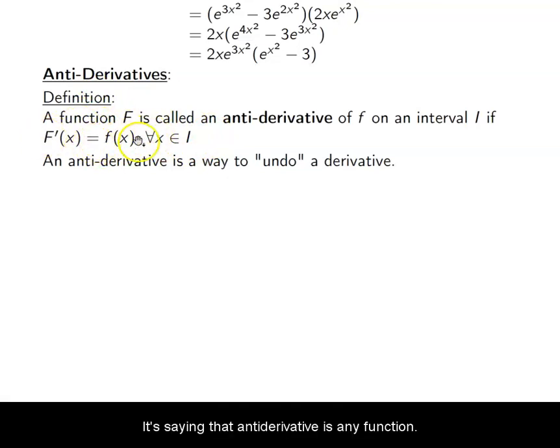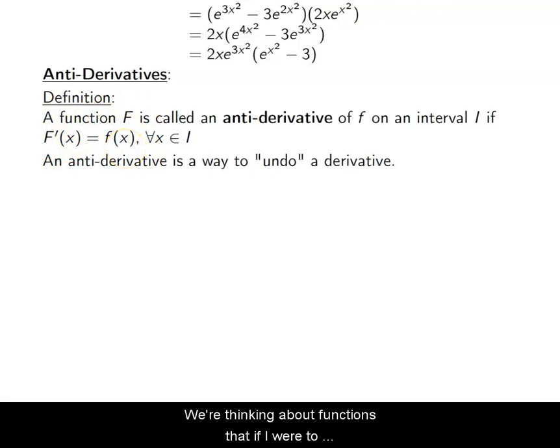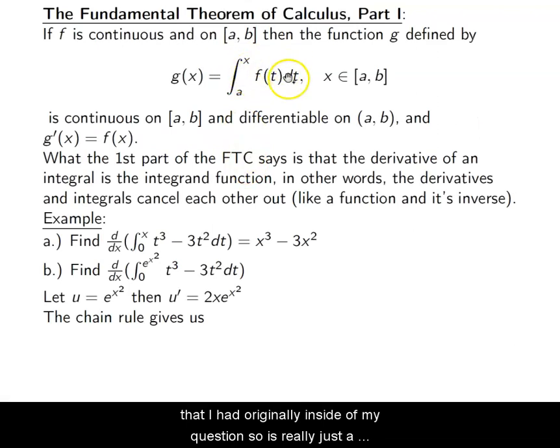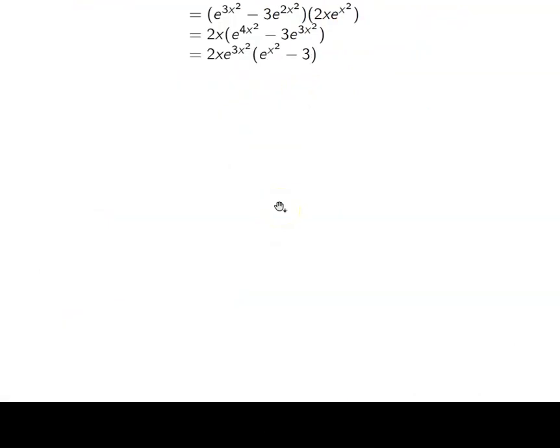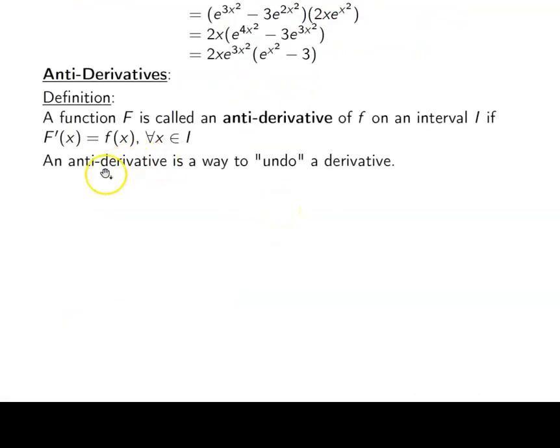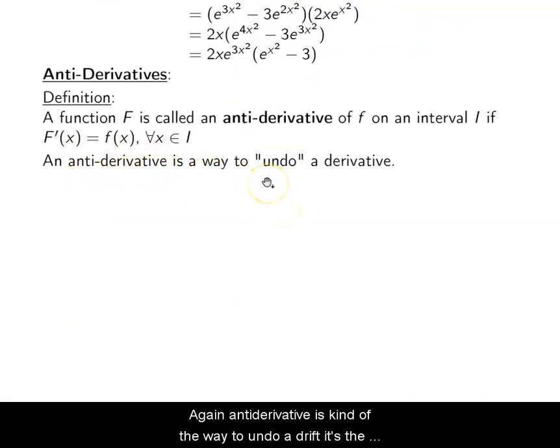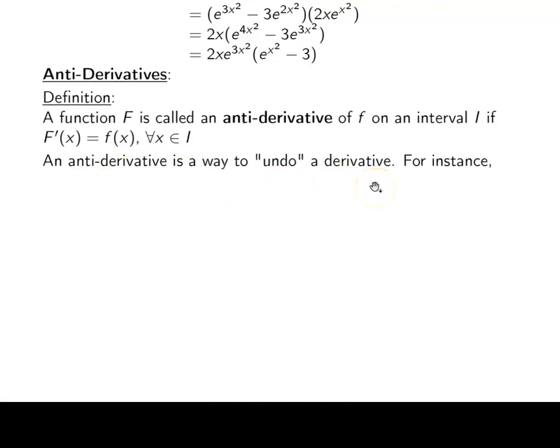It's saying that an antiderivative is any function such that if I take its derivative, it will give me a function f. Now, when we do this in terms of an integral, we're thinking about functions that, if I were to integrate this function, would give me the function that I had originally inside of my integral. So it's really just a result of the FTC. Again, an antiderivative is kind of the way to undo a derivative. It's the opposite of a derivative, if you will.